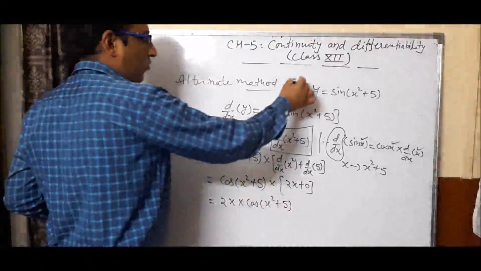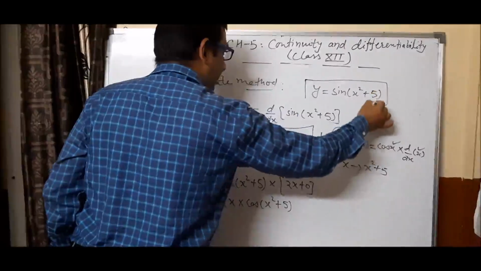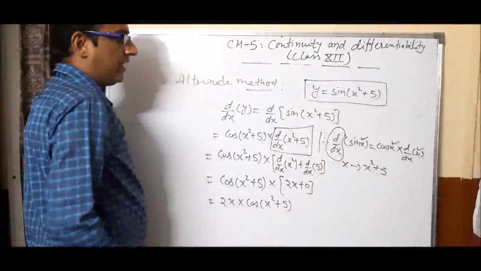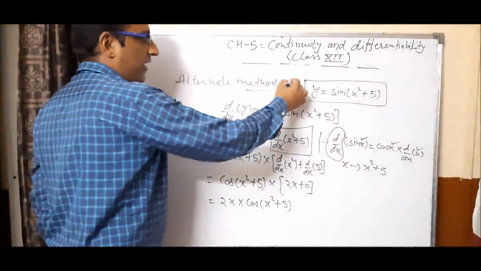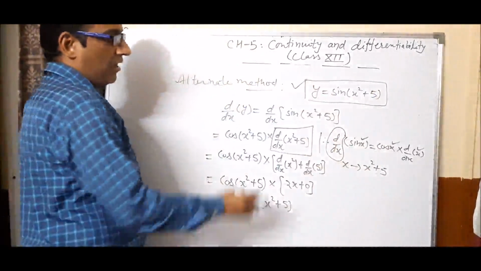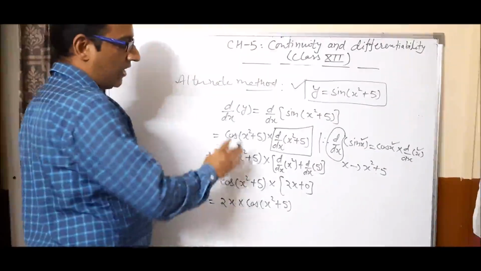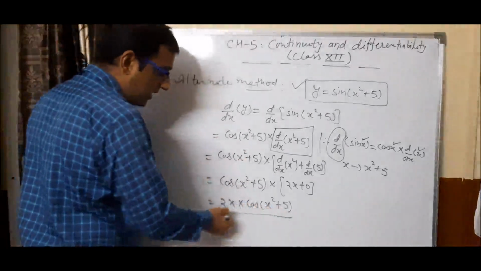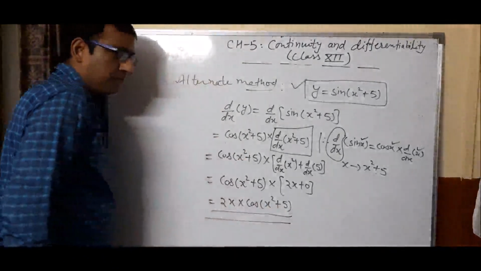So if we solve the question by chain rule or by the alternate method, both are correct, but I think the alternate method is one of the best methods. If you solve questions related with differentiation this way, then you will easily get the answer.